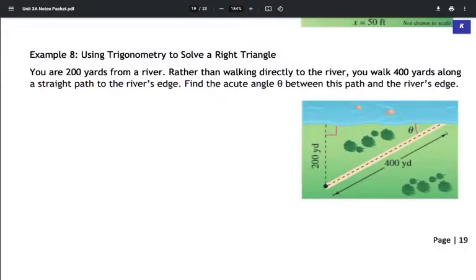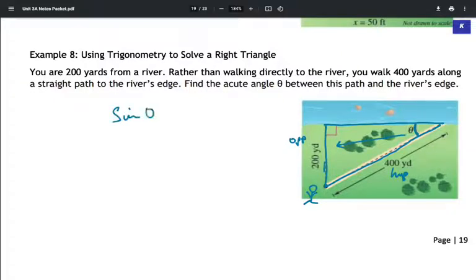Okay. Right here we have a person standing over here, and he's 200 yards away from the water. Well, he wants to walk along this path right here to get to the water rather than walking that 200. So we're going to figure out what angle that path made with the river. So this side that's all the way over here, that's opposite. The side across from your right angle is the hypotenuse. So the trig function that uses opposite and hypotenuse is sine. So we'll say sine of the angle equals opposite over hypotenuse. So sine of some angle, theta, we don't know yet, we're trying to figure it out, equals 200 over 400.